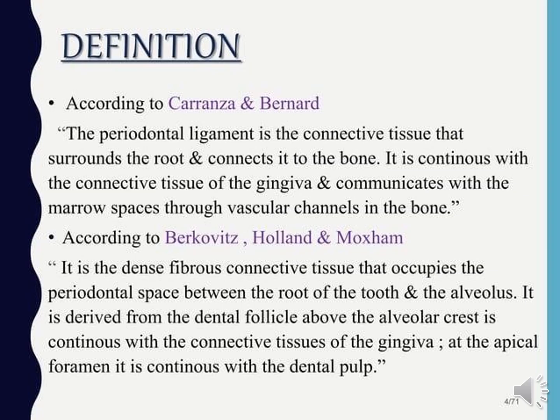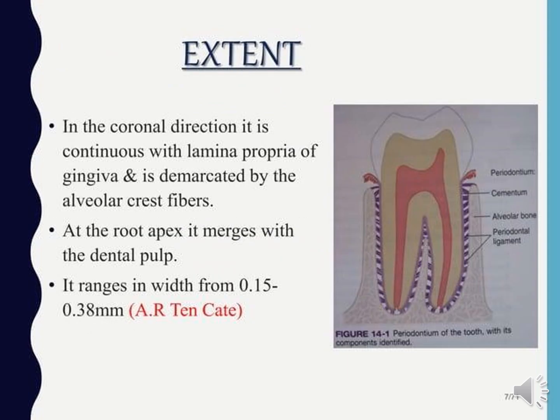So, definition according to Carranza, the periodontal ligament is a connective tissue that surrounds the root and connects it to the bone. It is continuous with the connective tissue of the gingiva and communicates with the marrow spaces through vascular channels in the bone. The extent of the PDL in the coronal direction is continuous with the lamina propria of the gingiva and is demarcated by the alveolar crest fibers. At the root apex, it merges with the dental pulp.